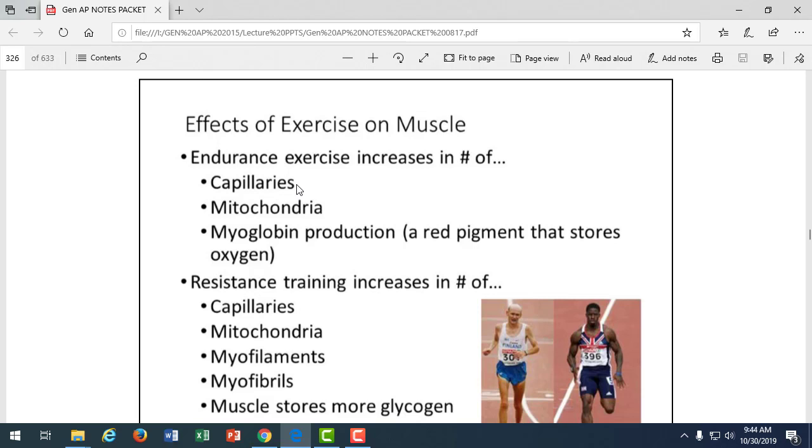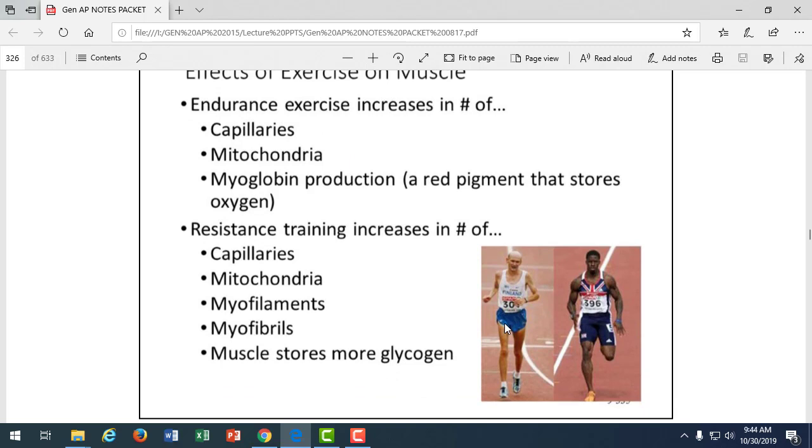The typical marathon runner does not run a 5-minute mile. That's an extreme case. This is the typical marathon runner. Is this healthy? Does that guy look like a healthy guy? He's extremely thin, right? Very little body fat, but his muscles are very efficient. Look at this guy. This is an Olympic track runner. He is doing resistance training. He does high intensity speed workouts to prepare for his event. And look at the size of those muscles. So also increasing capillaries, mitochondria, but also more myofilaments, more myofibrils.